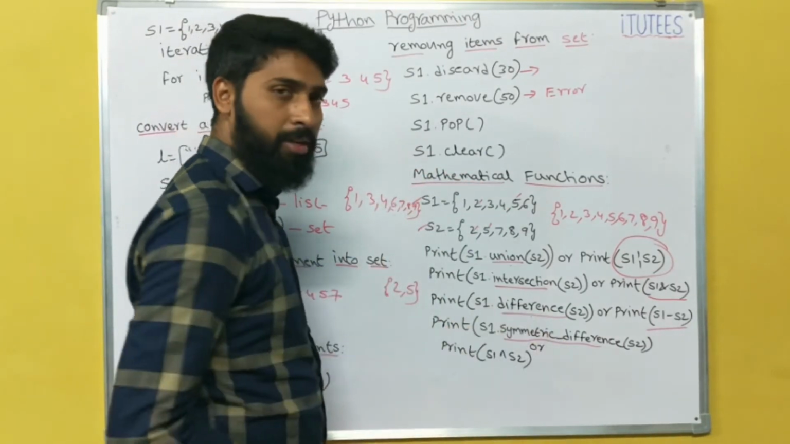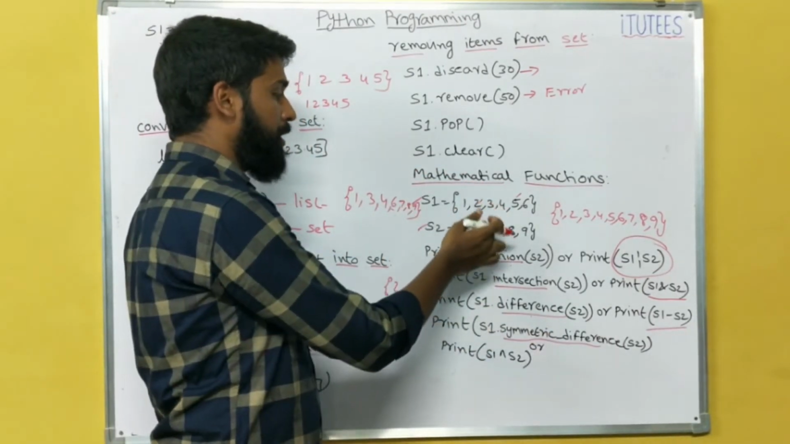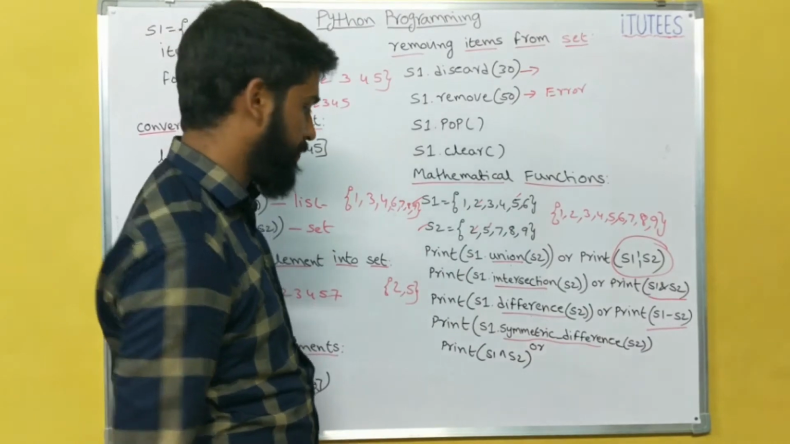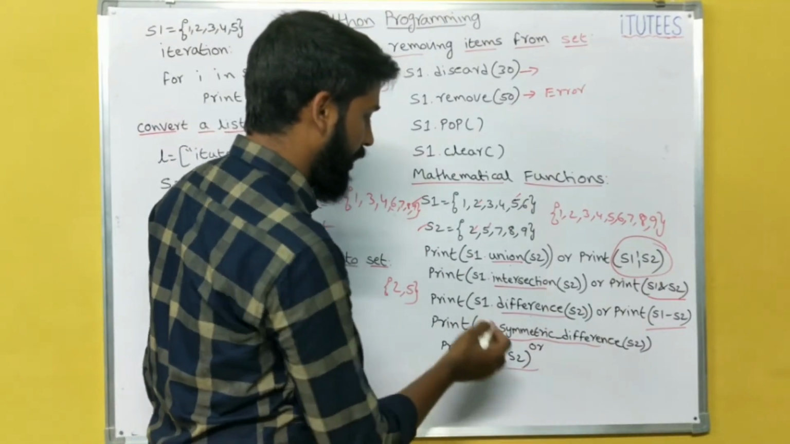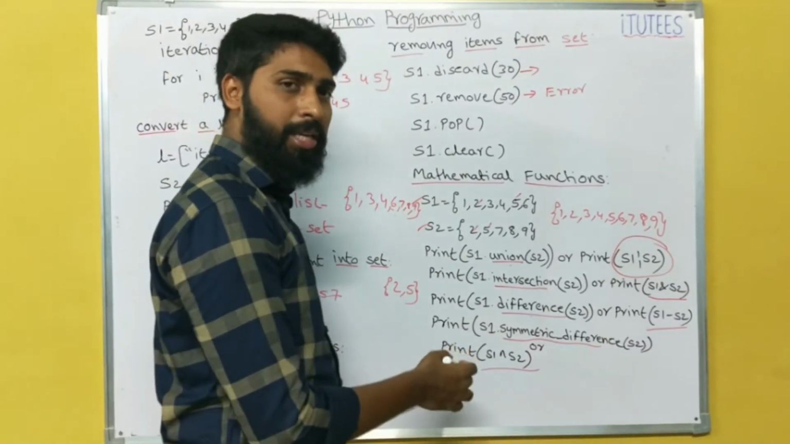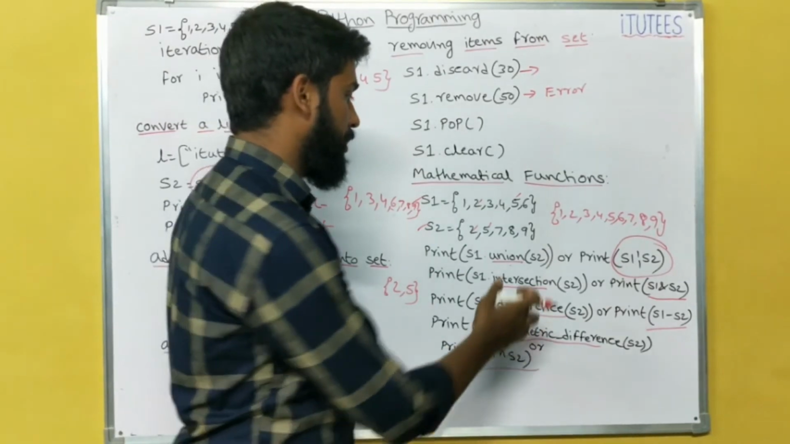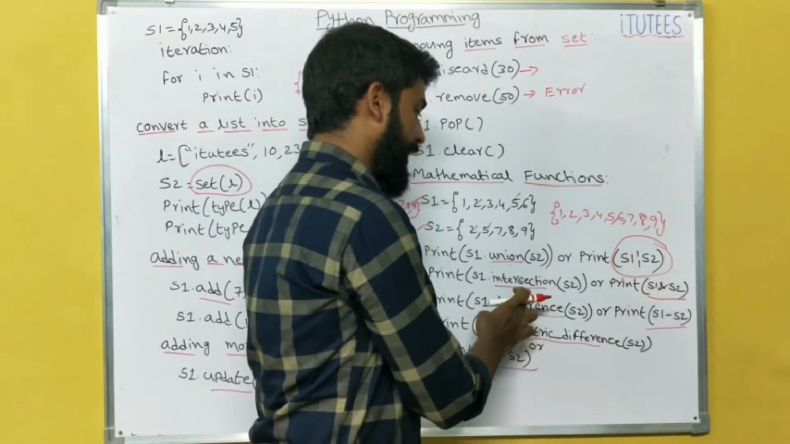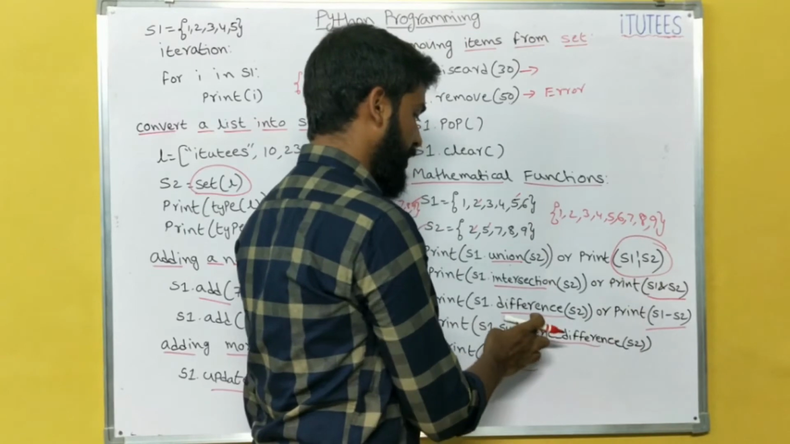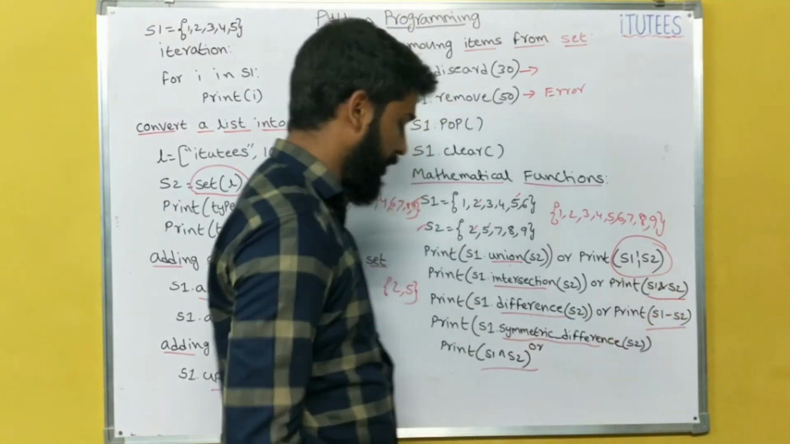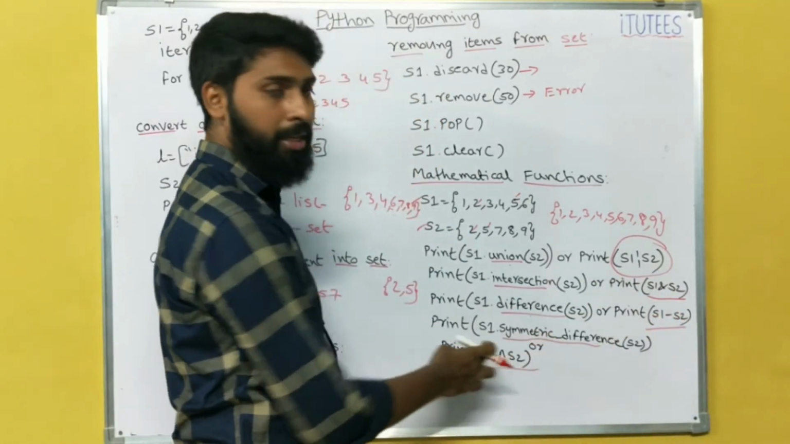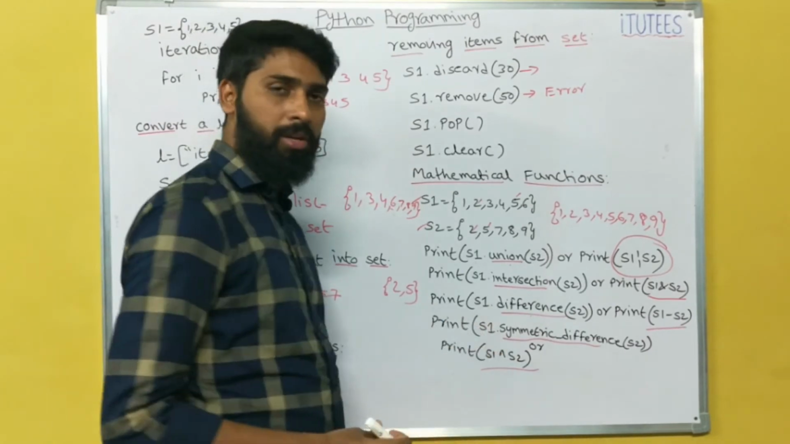If it is symmetric difference, it returns all the elements in S1 and S2. We can get the symmetric difference by using S1 cap S2. So this is the union or operation, intersection and operation, difference minus operation, and symmetric difference cap operation. So the cap operator we are using.